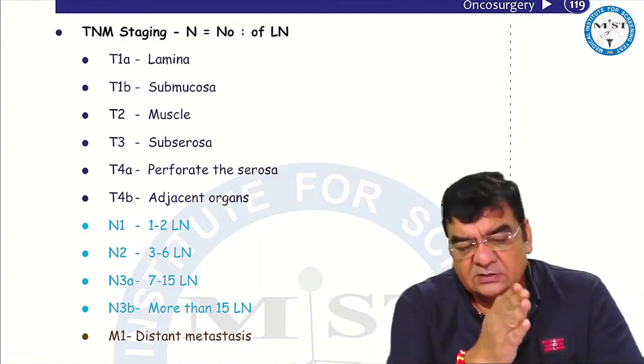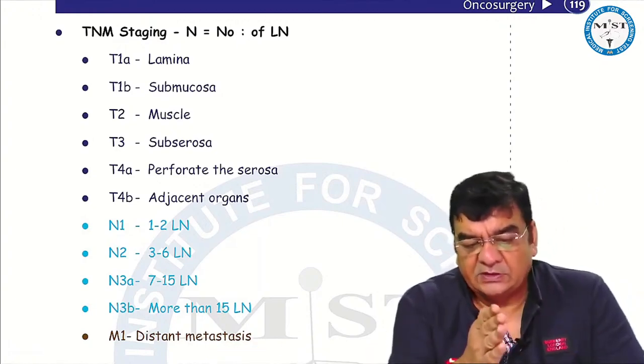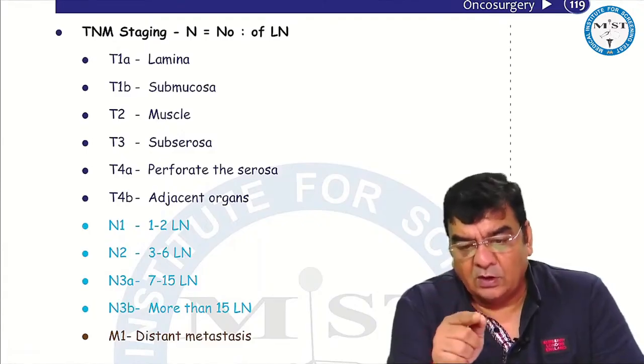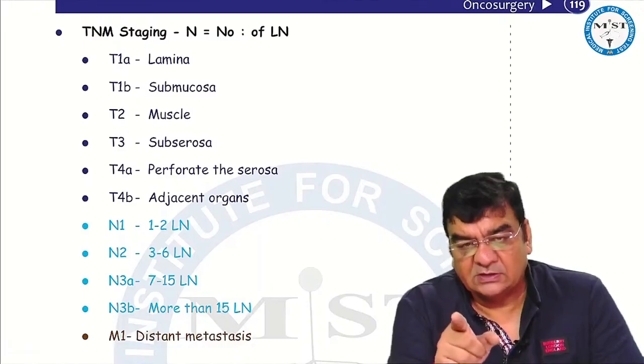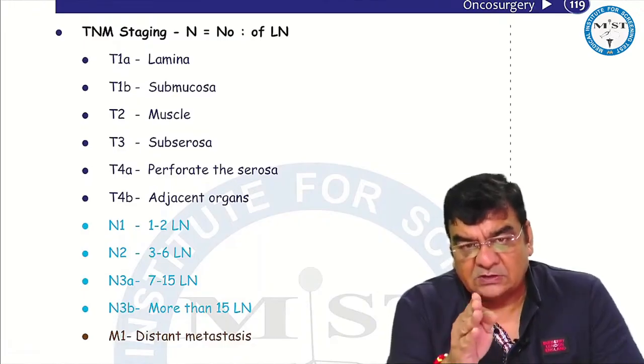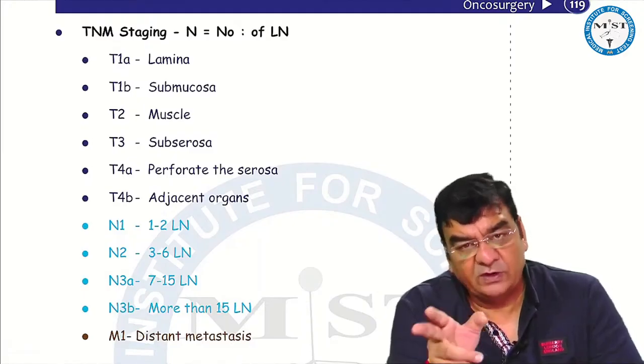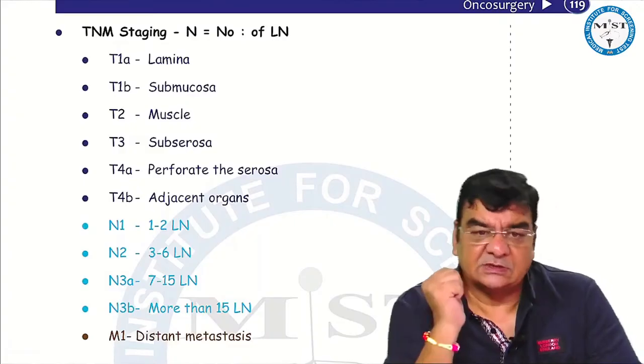Esophageal cancer: submucosa, muscle, adventitia, adjacent organs, pleura, pericardium, diaphragm, trachea, bone, aorta. Nodes: 1 to 2, 3 to 6, 7 or more than 7, metastasis. Stomach cancer: submucosa, muscle, subserosa, perforate the serosa, adjacent organs. Nodes: 1 to 2, 3 to 6, 7 or more than 7, 7 to 15, more than 15, metastasis.